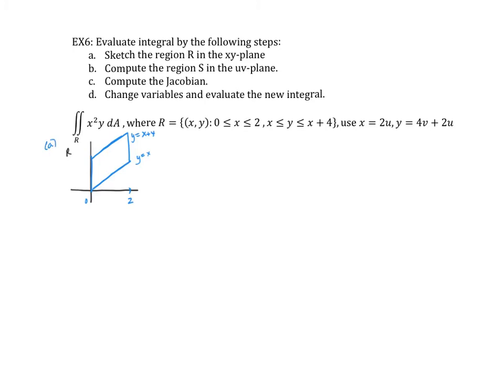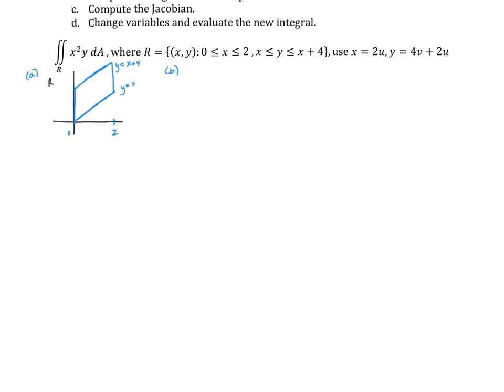In part B, we want to compute the region S. It doesn't say that we have to sketch S, we just have to compute S. So I know that my x values are going to go from 0 to 2, and my y values are going to go from x to x plus 4. If I computed this integral the way it's written, I would have the y limits of integration from x to x plus 4, and the outer limits from 0 to 2, which I could do. That's not a big deal. So if x is equal to 2u, then 2u is between 0 and 2. Dividing out by 2, I get 0 less than or equal to u less than or equal to 1.